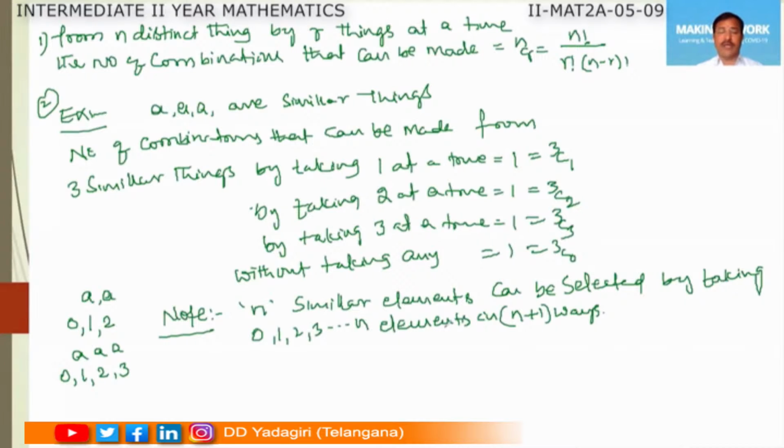The number of combinations that can be made from n similar elements by taking any number of elements at a time or no elements at a time is equal to n plus 1 ways.